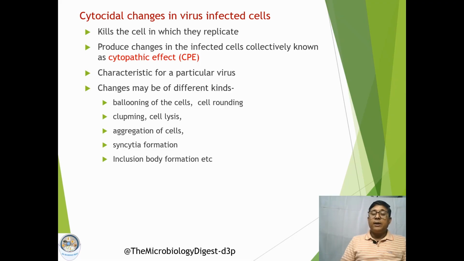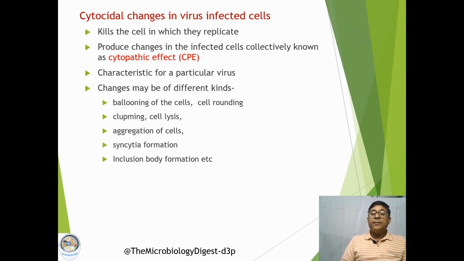Then there will be production of cytopathic effects, which are characteristic for a particular virus and are utilized for recognizing the propagation of the virus in the laboratory. We can say whether a particular virus is multiplying in a particular cell or not by observing the virus-specific cytopathic effects. These may be seen in different ways: there may be ballooning of the cells, rounding of the cells, clumping, cell lysis, aggregation, syncytia formation, or sometimes formation of inclusion bodies.